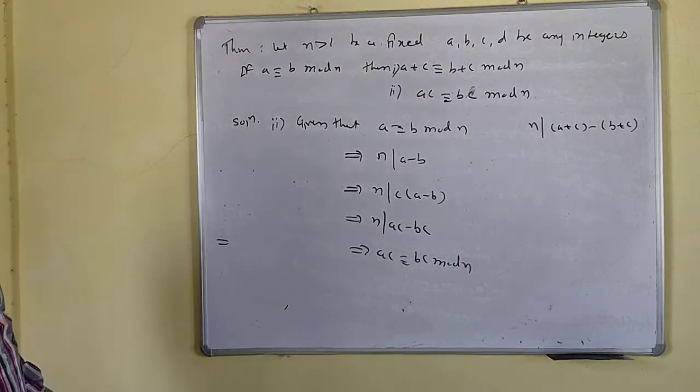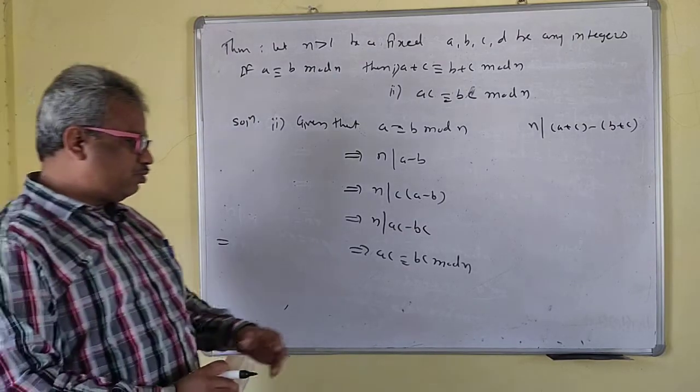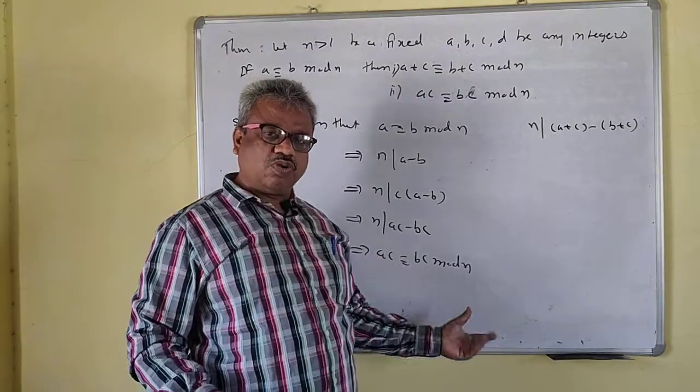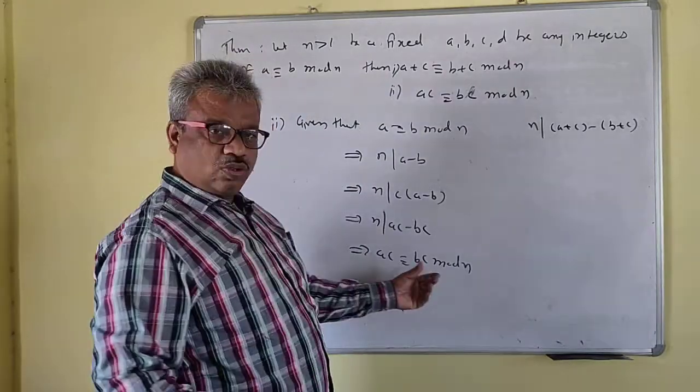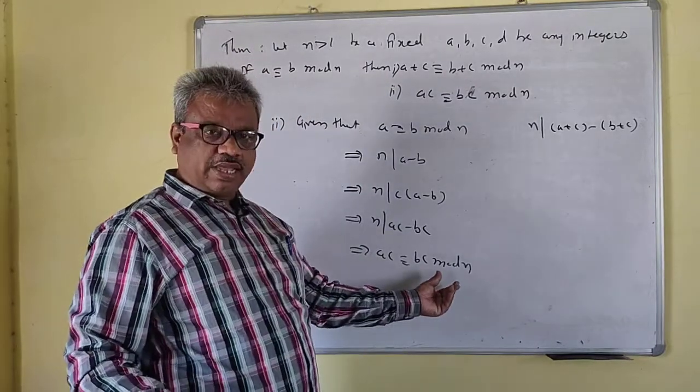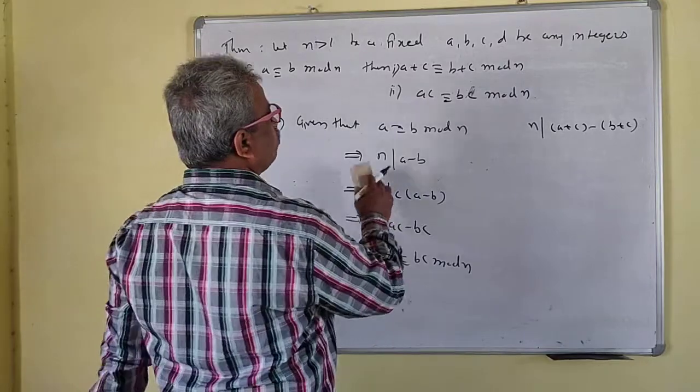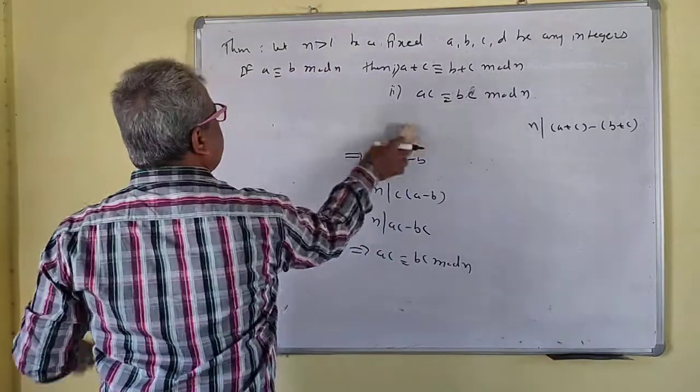And this implies that AC is congruent to BC mod N. This is read as AC is congruent to BC modulo N. The full spelling is not needed here, just mod N. So A is congruent to B mod N, or you can say modulo N.